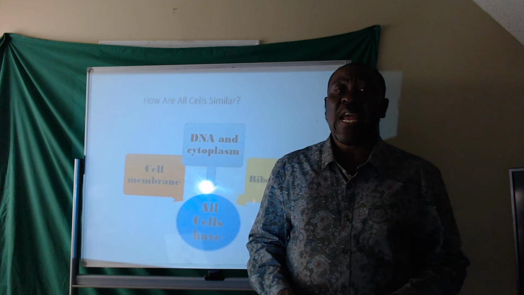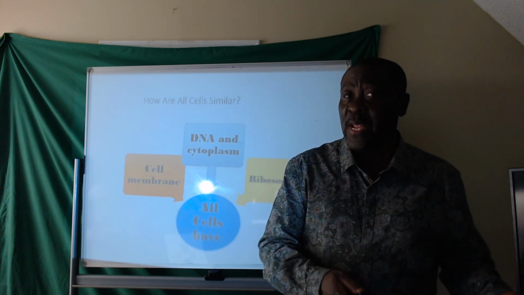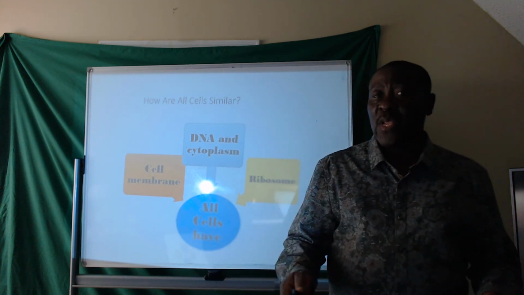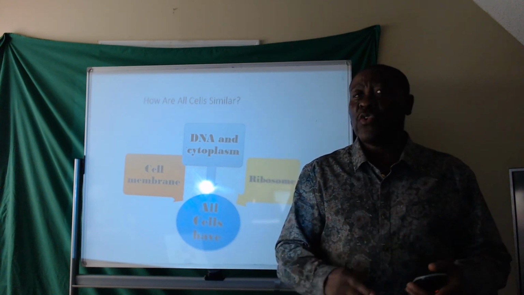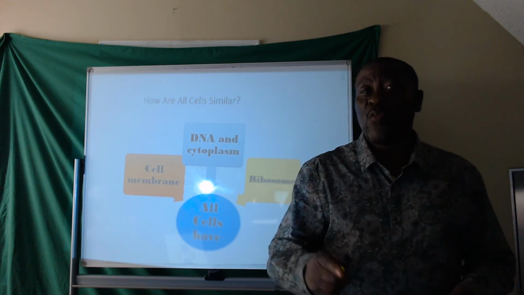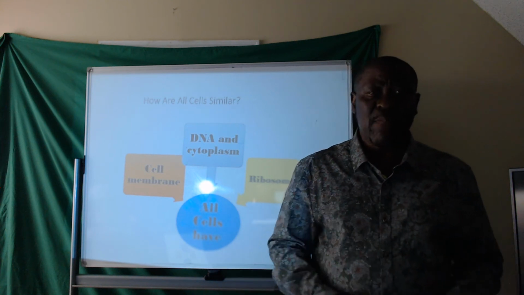Now, DNA is the genetic material that's found inside the chromosome. And inside the DNA, you have what we call genes. All right? So all three of those, the chromosome, the DNA, and the gene, collectively we call the genetic material. So all cells have genetic material.